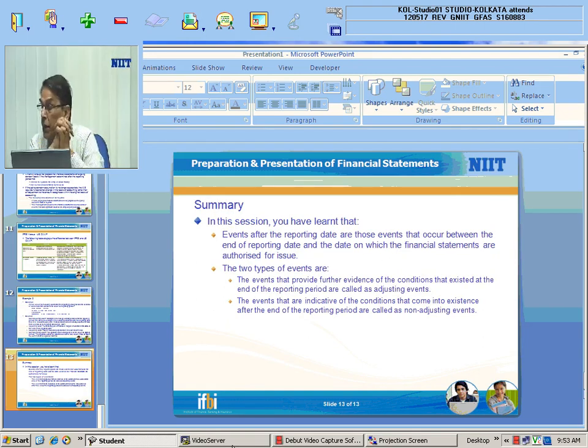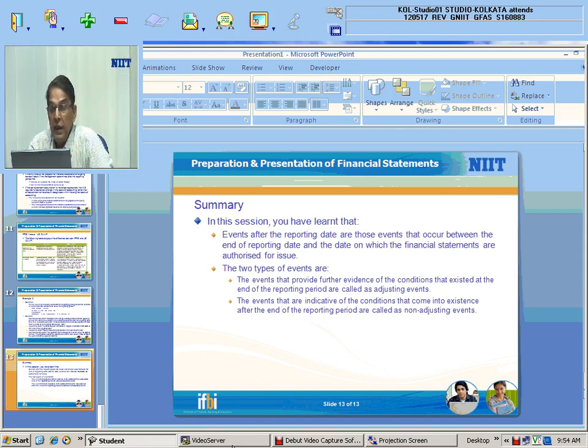Events after the reporting date are basically those events which occur between the end of the reporting date and the date on which the financial statements are authorized for issue. There are basically two types of events: adjusting events, the events that provide further evidence of the conditions that existed at the end of the reporting date. For these, the financial statements have got to be reworked or adjusted. The numbers have to be changed.